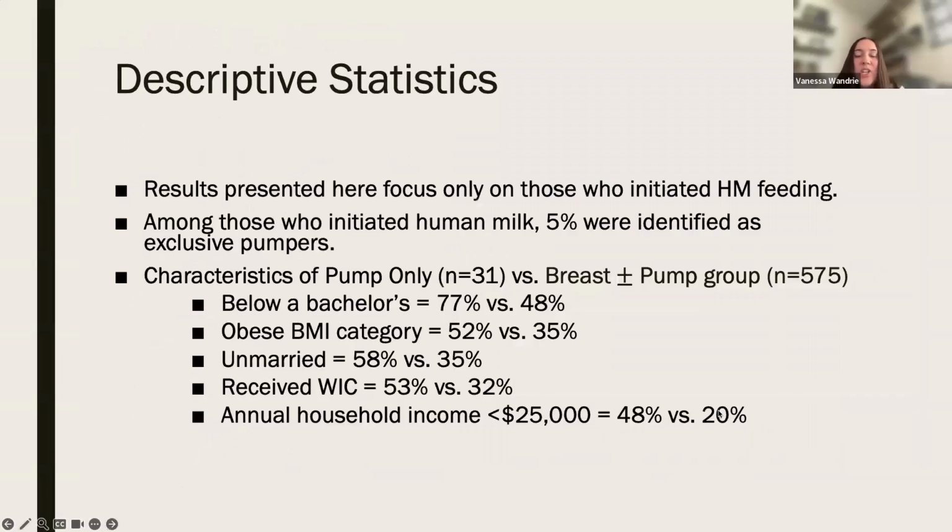Among those who initiated human milk, about 5% were identified as exclusive pumpers. Those who exclusively pumped were more likely to have an education below a bachelor's, be unmarried, obese, and receive WIC in the past month, and have an annual household income less than $25,000 compared to those who are not exclusive pumpers.